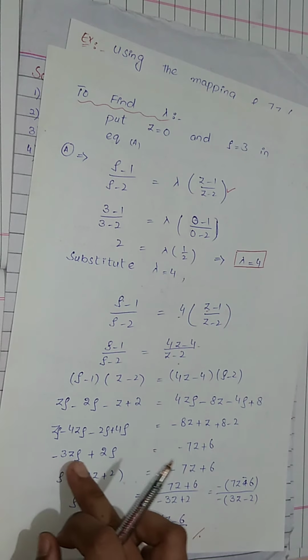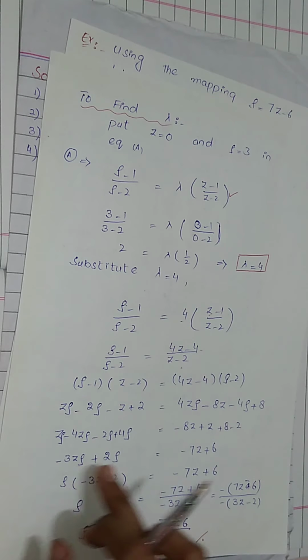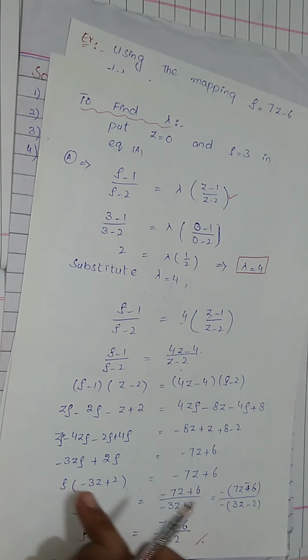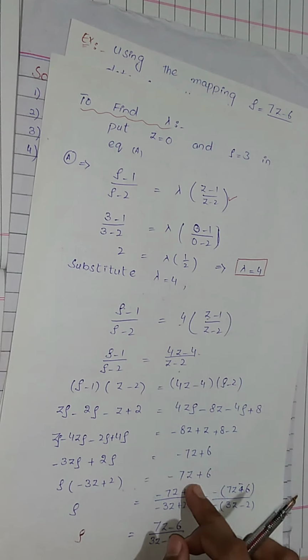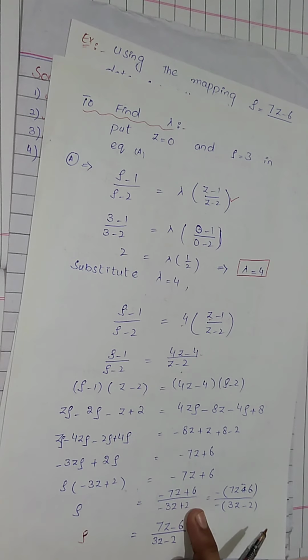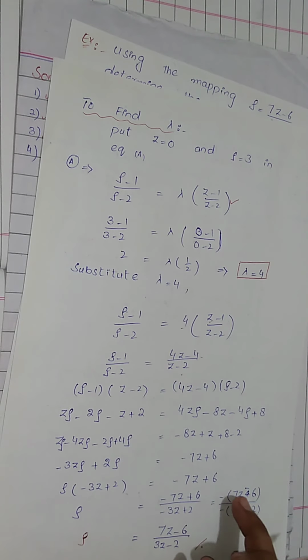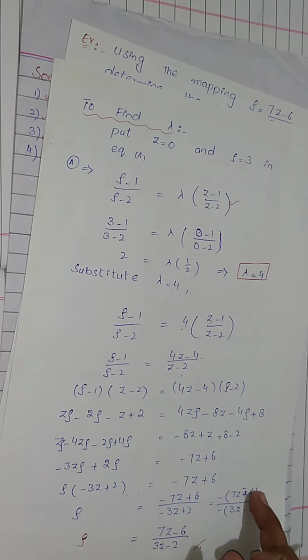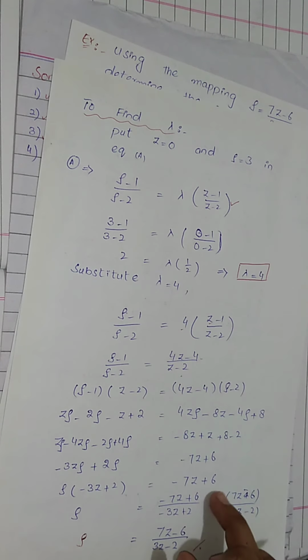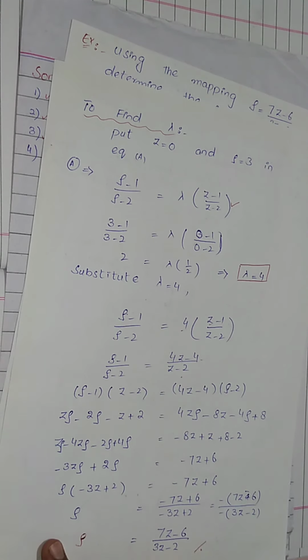We have minus 3z xi plus 2 xi is equal to minus 7z plus 6. Xi is common, so we have xi times minus 3z plus 2 equal to minus 7z plus 6. Xi is equal to minus 7z plus 6 over minus 3z plus 2. From numerator and denominator we take a common minus, and the minus cancels out with the minus. So we have xi equal to 7z minus 6 over 3z minus 2. Now by using this xi mapping we will find the image.